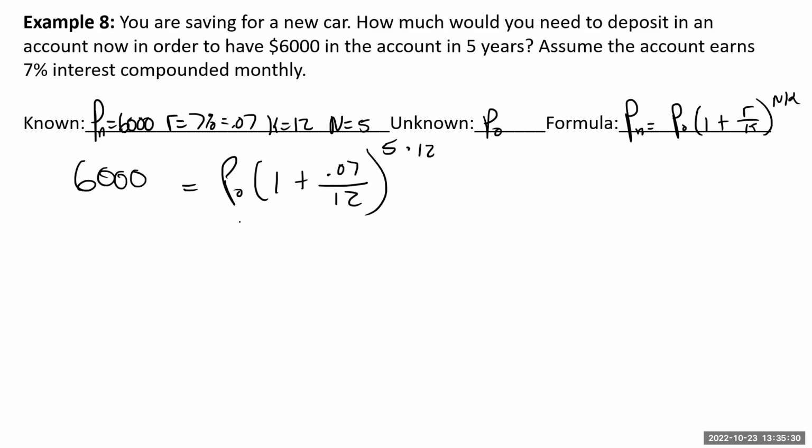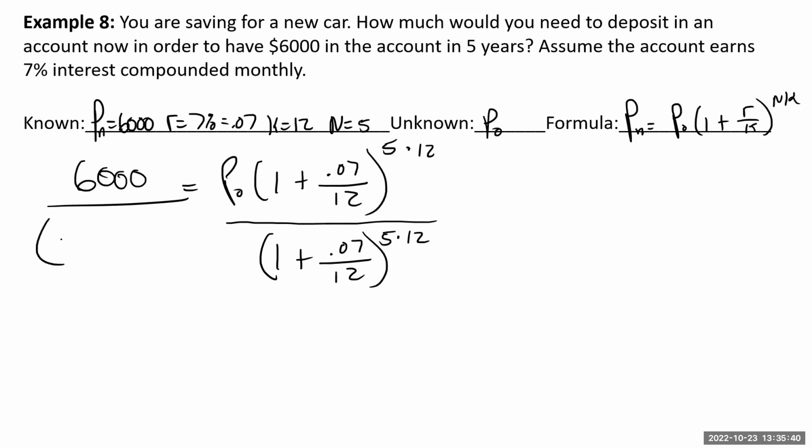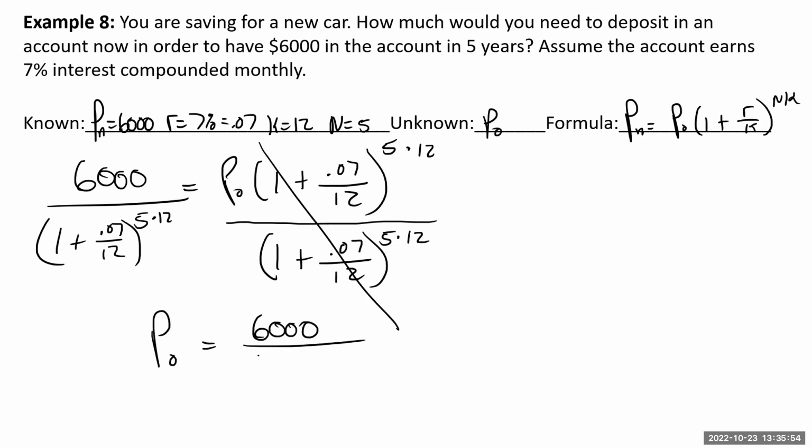So I want to get the P sub 0 by itself, so I'm going to divide out the entire right-hand side. That'll isolate the P sub 0. Guys, this is just like dividing out a number in front of a variable. It's the same thing from your Algebra 1 days. Cancel out. So P sub 0 is equal to 6,000 divided by (1 + 0.07/12) raised to the 5 times 12. And again, we want this in the calculator in one step.